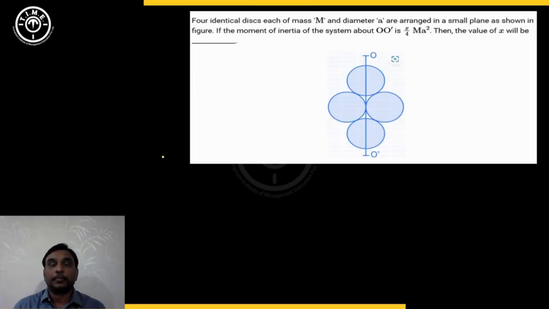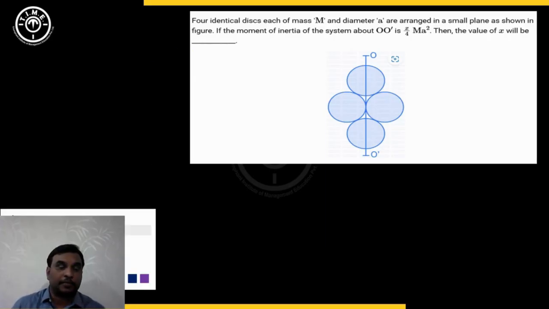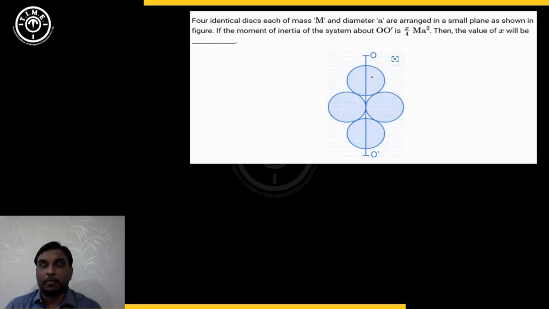4 identical discs, each of mass m and diameter a, are arranged in a plane as shown in the figure. If the moment of inertia of the system about OO prime is x by 4 ma square, then find the value of x. Let me give the numbers first: this is disc 1, this is disc 2, this is disc 3, this is disc 4.